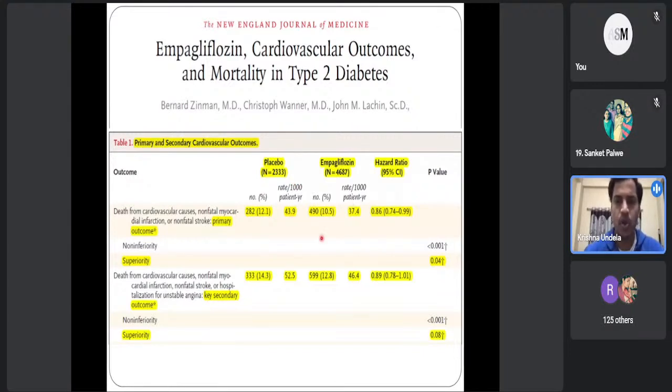Okay, so for the hazard ratio the formula is very simple. It is the incidence rate in the empagliflozin group, or the exposure group, divided by the incidence rate in the placebo group, or non-exposure group. So 37.4 divided by 43.9, we get 0.86. So 0.86 is the hazard ratio here, the incidence rate in the exposure group divided by the incidence rate in the non-exposure group. It's a very simple formula, and along with the 0.86 we have the confidence interval 0.74 to 0.99.